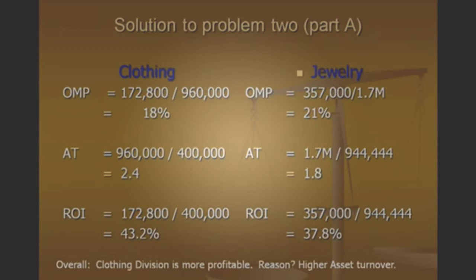The higher the OMP, the better the division at controlling costs. So here, jewelry is better at controlling costs.